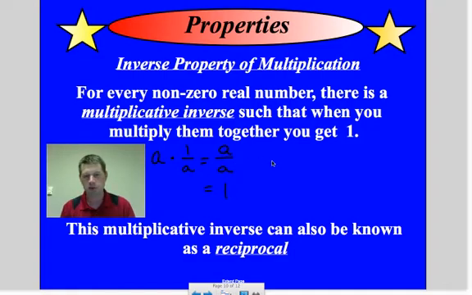So if I said negative 4 times a negative 1/4, negative times negative is positive. 4 over 4, when I multiply those together, I get a positive 1. This is also known as the reciprocal. So negative 4 times negative 1/4: that negative 1/4 is the reciprocal of negative 4.